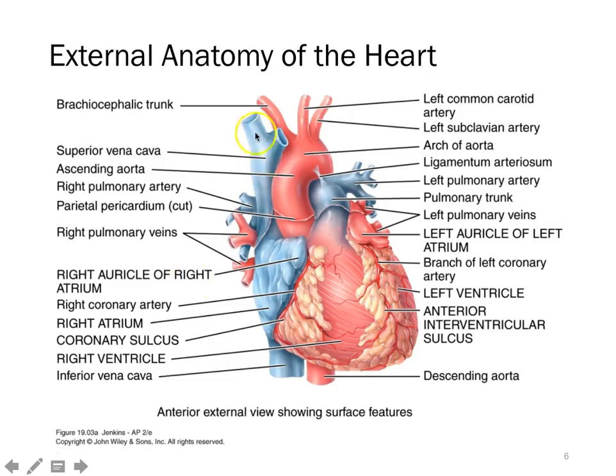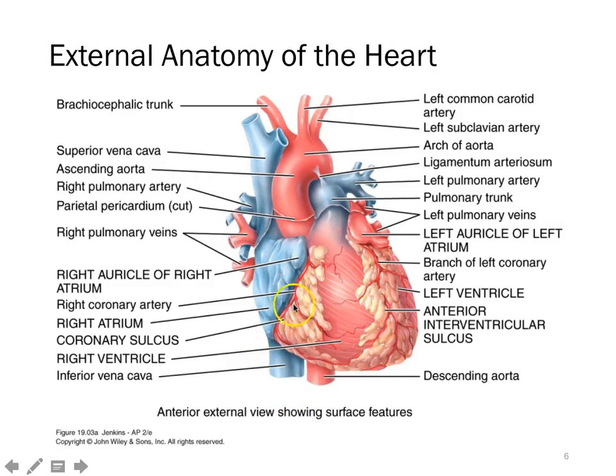We'll also see the superior vena cava coming in from the top. That superior vena cava is going to be draining blood from the head, neck, arm area, returning that deoxygenated blood back to the heart. From the bottom, we have the inferior vena cava, bringing blood back from the legs and the abdominal cavity back to the heart. Let's see what else we see.